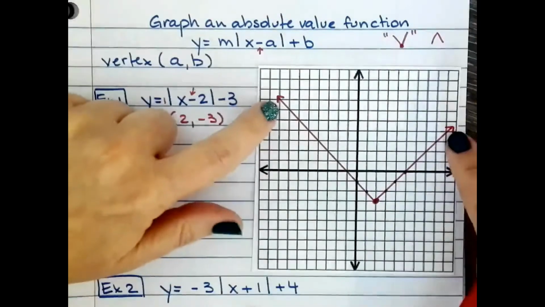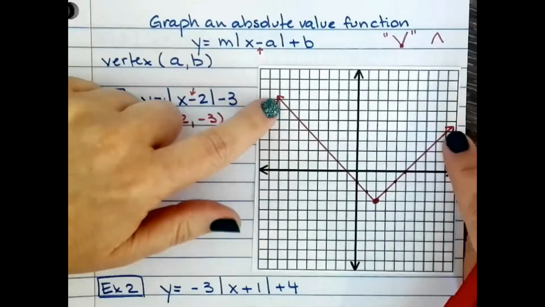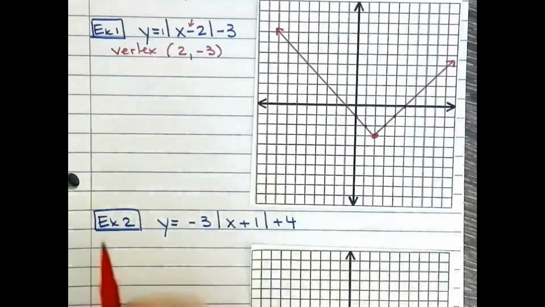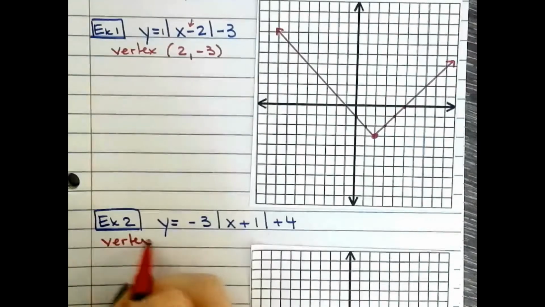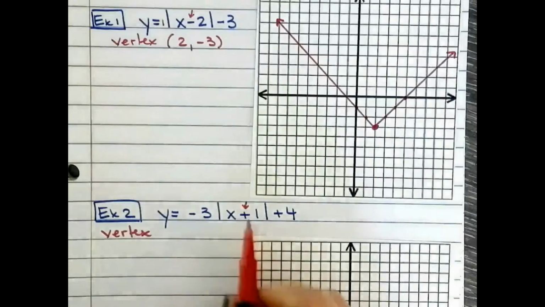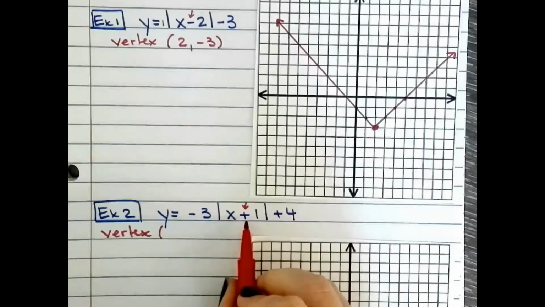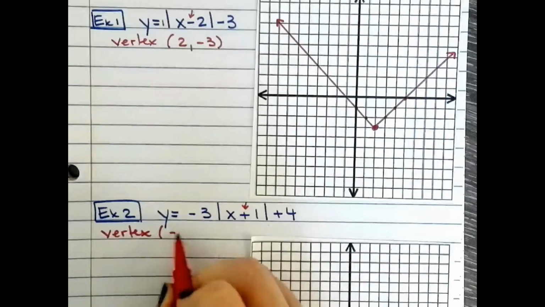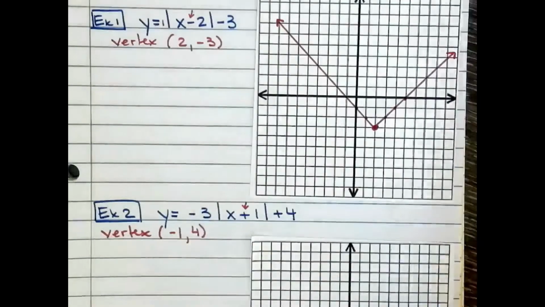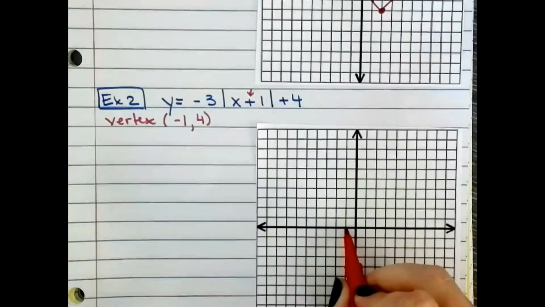Okay, and the arrows just mean that it's a function, therefore it goes on forever and ever in that direction. Okay, now vertex. Since the minus belongs to the formula, I need to think about the vertex. That means I have to switch the sign right there. So this vertex is -1, not +1, 4. So that's where I start, right there at -1, 4.